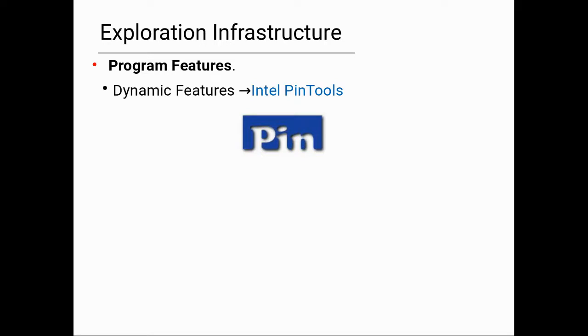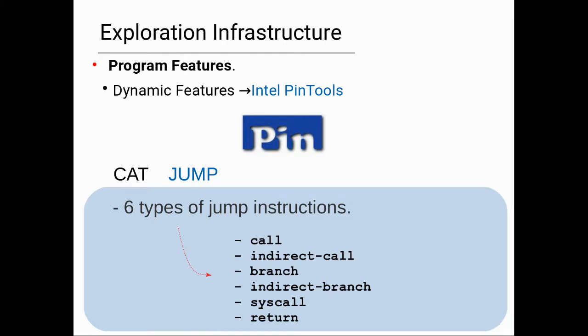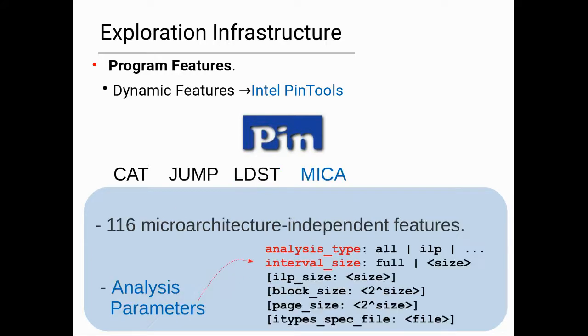The dynamic extractors are Pin tools. A Pin tool is a plugin that can be loaded by the Pin binary instrumentation framework of Intel. We have the CAT tool, which collects the number of instructions of the hardware instruction set, such as Intel AVX instructions. The jump extractor counts the number of calls, indirect calls, and everything related to jump instructions. The LDST gets the memory-related instructions like reads and writes.